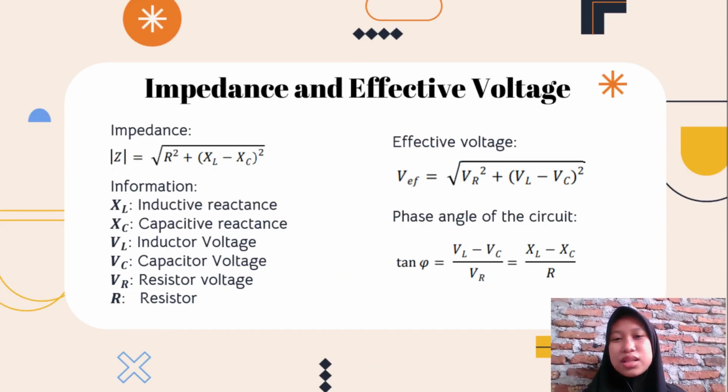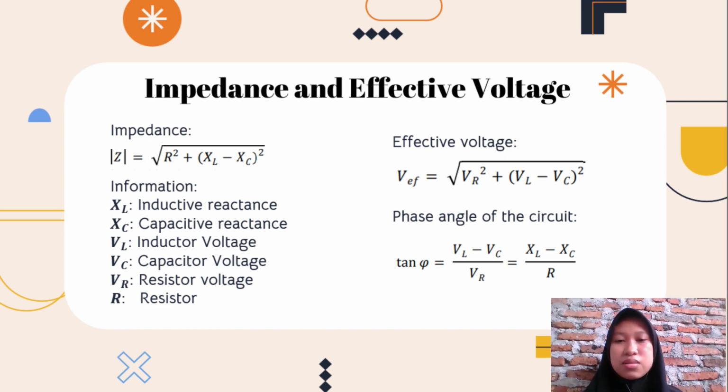The next formula is about impedance and effective voltage. Impedance, or the absolute value of Z, can be obtained from the following equation. The absolute value of Z, or impedance, is equal to the square root of R squared plus (XL minus XC) squared. For the information, XL is the inductive reactance, XC is the capacitive reactance, VL is the inductor voltage, VC is the capacitor voltage, VR is the resistor voltage, and R is the resistor.